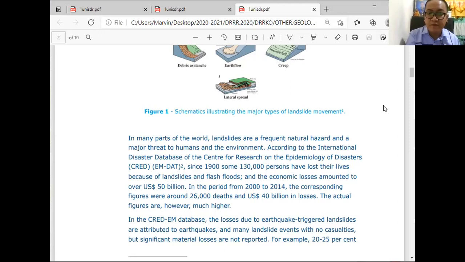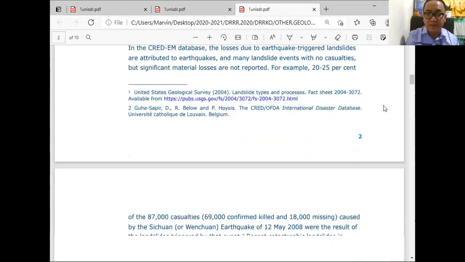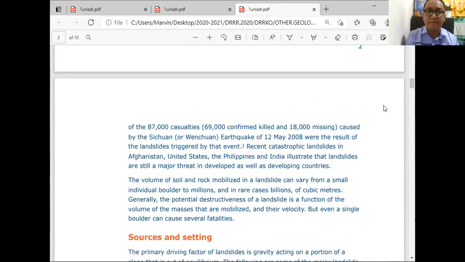In the period from 2000 to 2014, the corresponding figures were around 26,000 deaths and 40 billion US dollars in losses. And the actual figures are, however, much higher. So makikita po natin nakadepende pa rin po sa percentage ng bawat area, no? So kasama po dito yung Philippines, no? Kaya po it's kind of worldwide po yung nakikita ko pong landslide risk assessment po na nakita po natin.